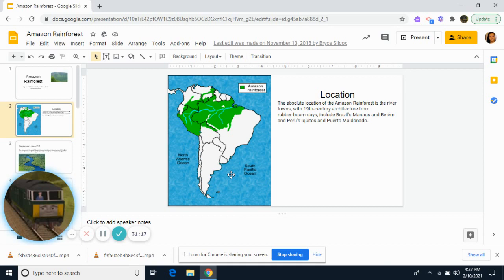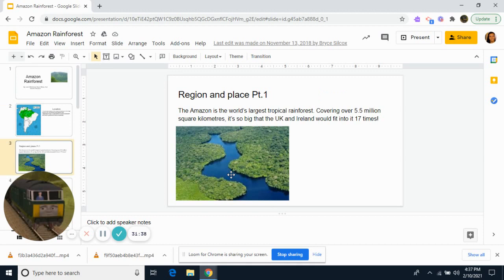The absolute location of the Amazon rainforest is given by river towns with 19th century architecture from the rubber boom days, including Brazil's Manaus and Belem, and Peru's Iquitos and Puerto Maldonado. Written in place, Part 1. The Amazon is the world's largest tropical rainforest, covering over 5.5 million square kilometers. It is so big that the UK and Ireland would fit into it 17 times.